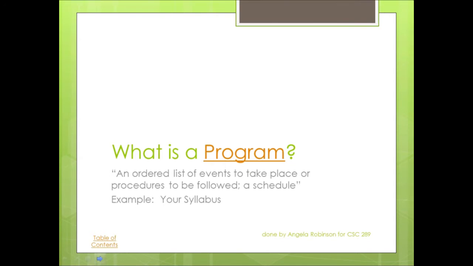When you read this definition of a program, what do you think of? As mentioned on here, your syllabus is an example, but did you think of anything else? A church program? A school event? A theater play? If so, you were right. These are programs, but in this class, we'll be talking about computer programs.